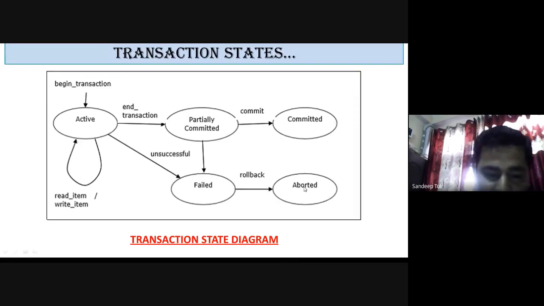So is it clear to all now? It starts with the active state and it may end in either the committed state or the aborted state. Is it okay now? Yes or no?